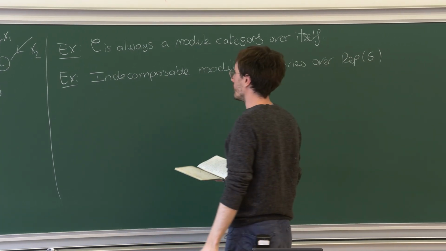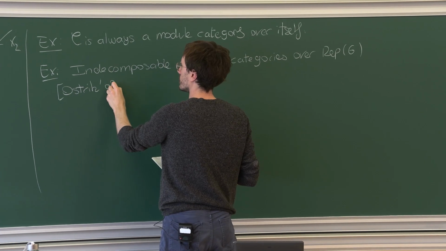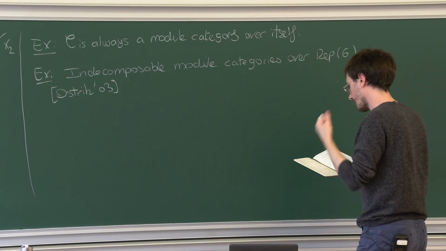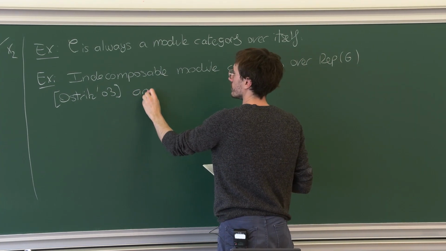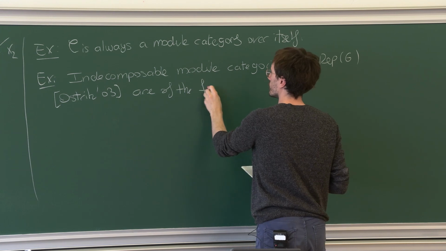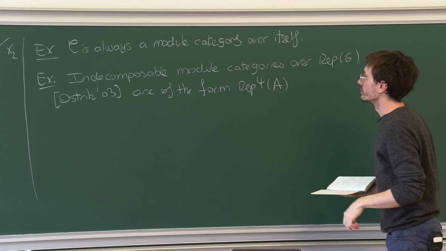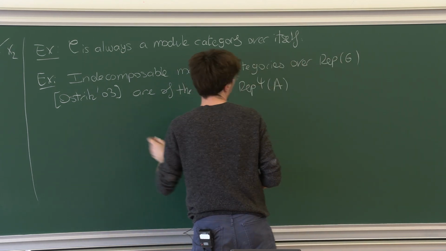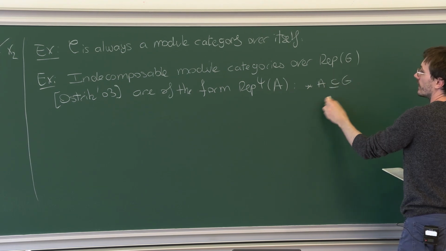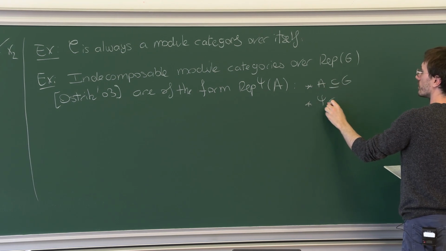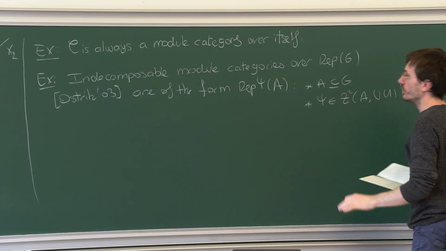So this we know all of them. It's actually a result of Ostrich. We classified these indecomposable module categories, and they are all of the same form. It's a category of projective representations of some subgroup. So here, A is a subgroup, okay, and psi is a 2-cocycle of this subgroup. So it allows you to build projective representations.